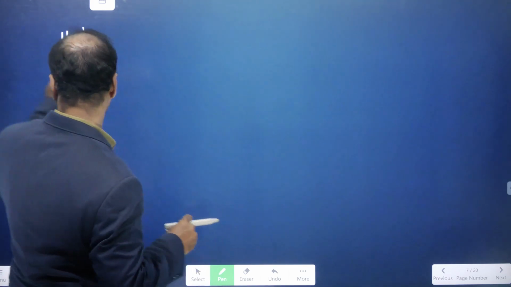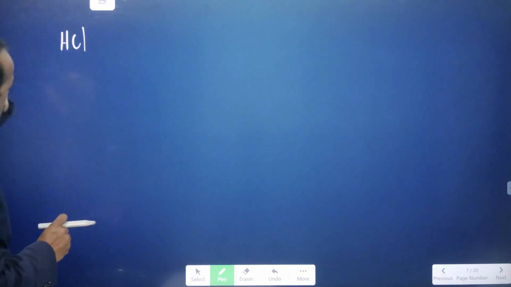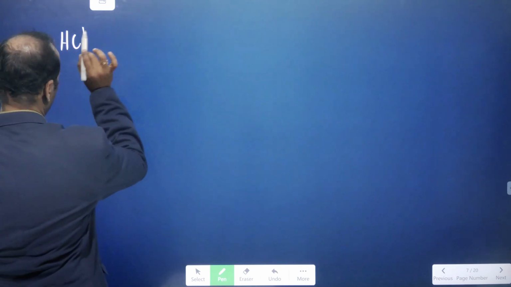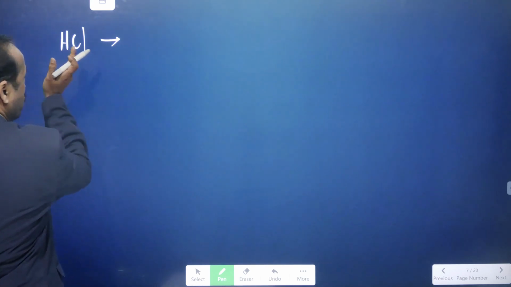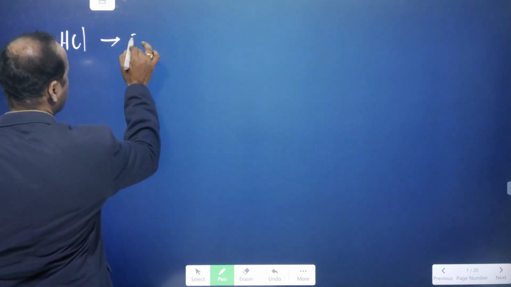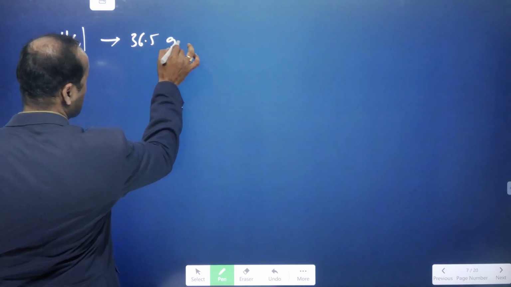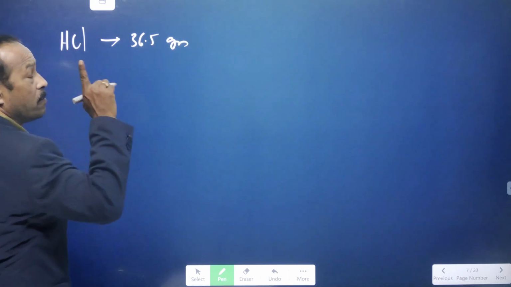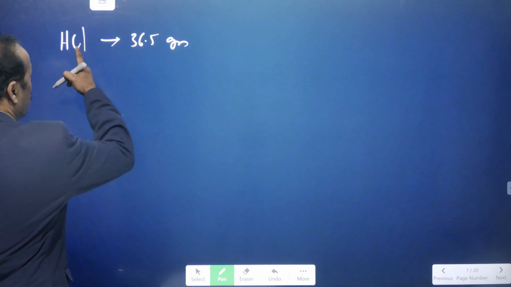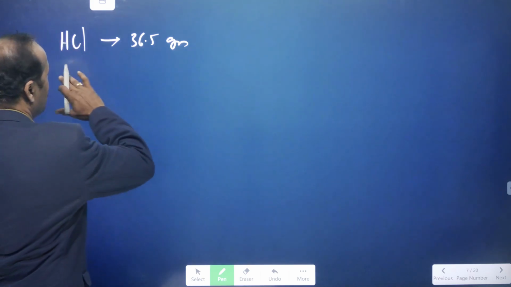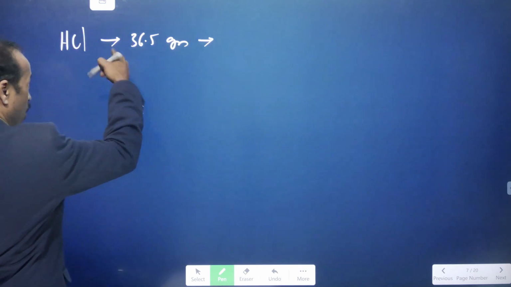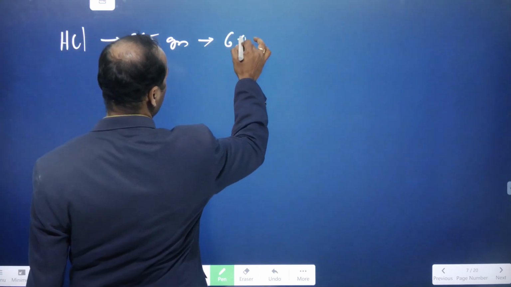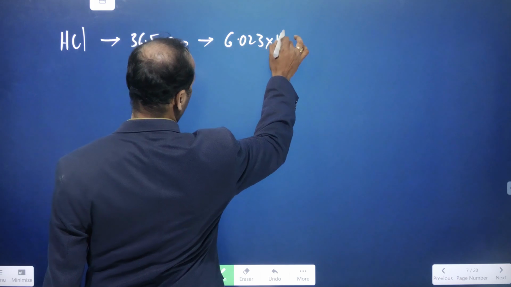So the stoichiometric coefficient is 1 for this. So the meaning is 1 mole of hydrochloric acid. How much is its weight? 36.5 grams. Why 36.5 grams? Hydrogen atomic mass is 1 and chlorine is 35.5. So 1 plus 35.5 is equal to 36.5 grams. And in terms of molecules, 6.023 x 10^23.